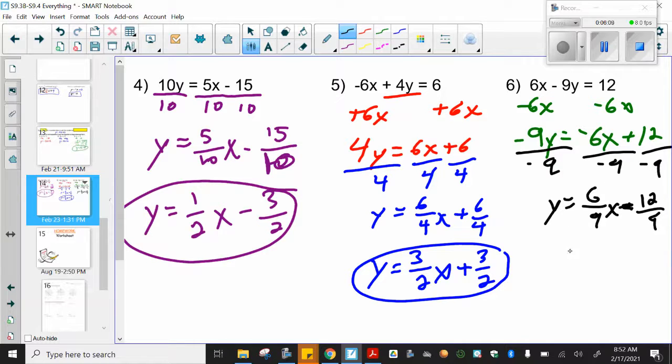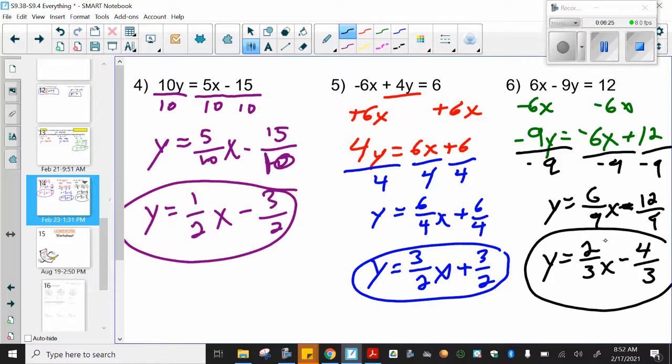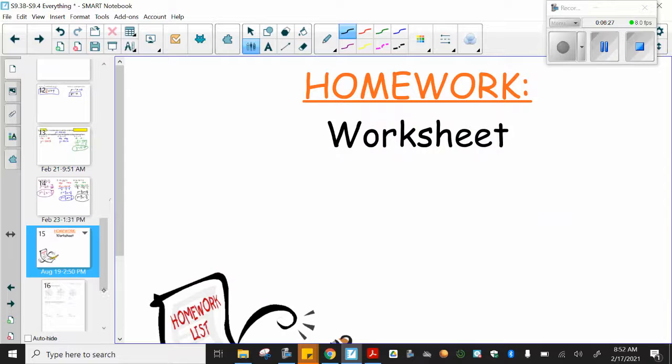And then I'm going to reduce it to get y equals, let's see, 6 and 9 share 3, so that leaves me 2/3 x. 12 and 9 also share 3, gives me 4/3. That's my answer there. All right, let's take a look at the homework.